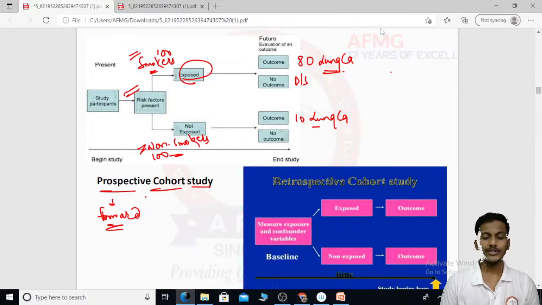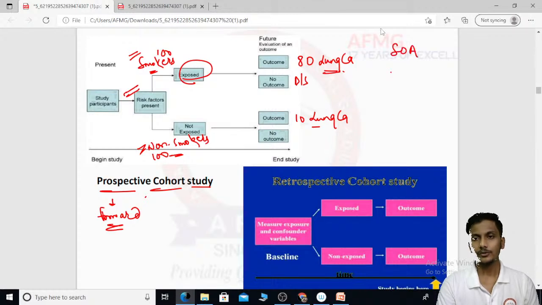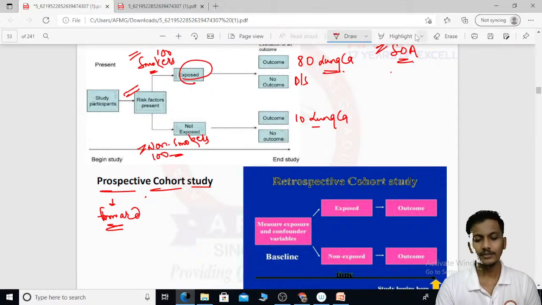Anybody? Which is the strength of association? So we need to look for strength of association. Strength of association tells us whether the risk factor is strongly associated with the outcome or not. Okay, that is told by the strength of association. So can anybody tell me? Yes, very good, Komal. Yes, important one, it is relative risk.